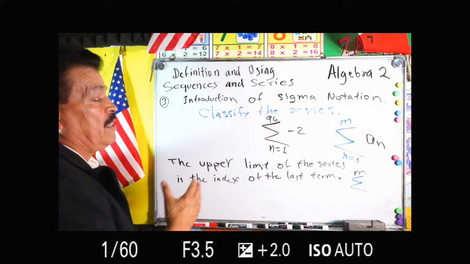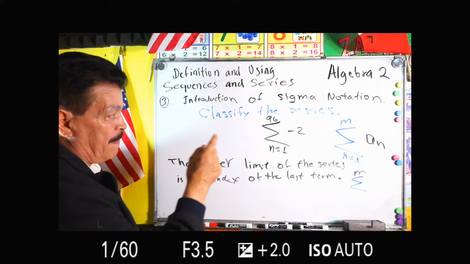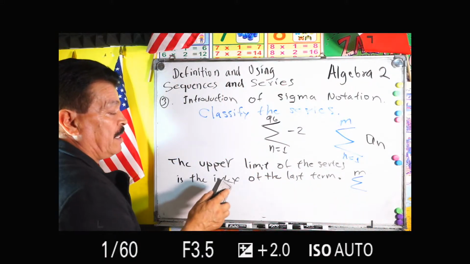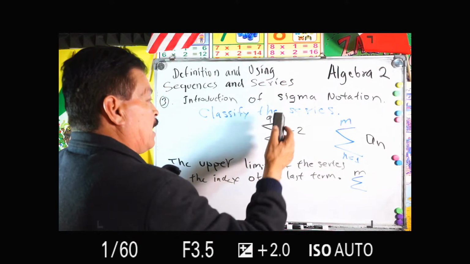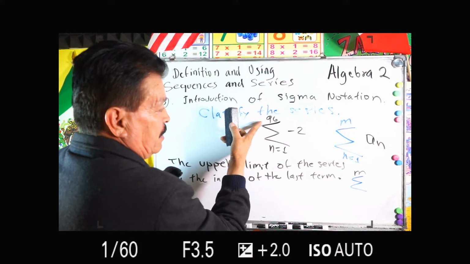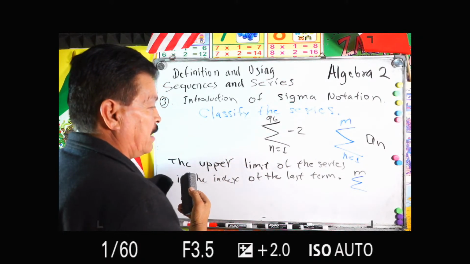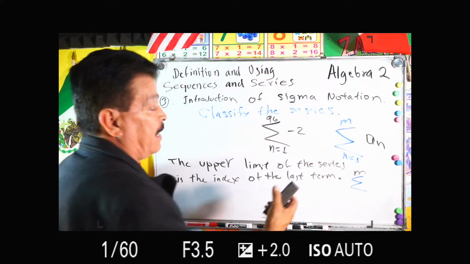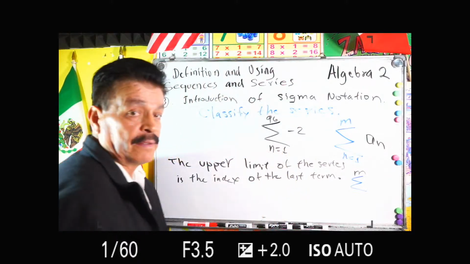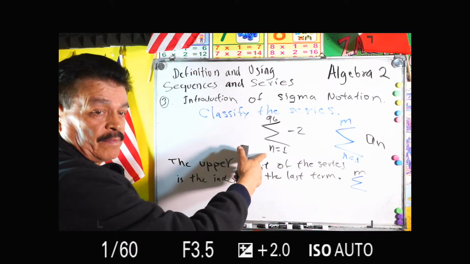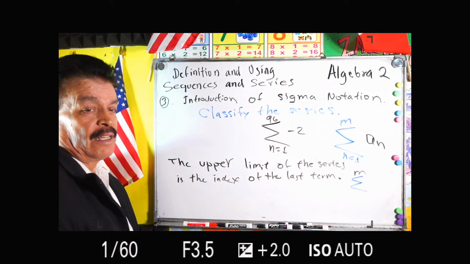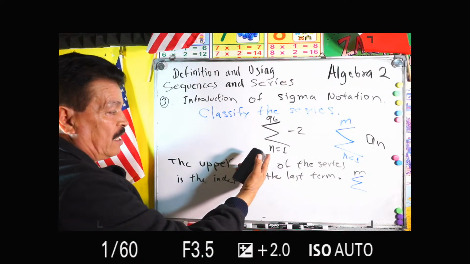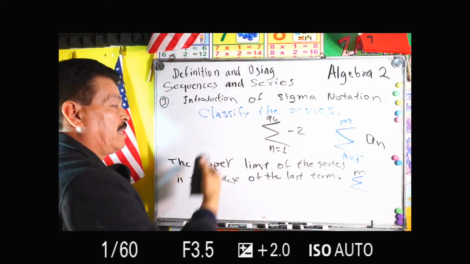Okay, so let me solve this problem after I explain it to you. So this is the upper limit in our problem. This is the limit of the series, 96. And then the lower limit of the series is n equals 1. That's the lower one. It's the beginning, where the series starts. So start with this number and then finish with 96.